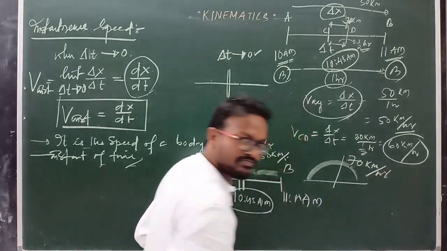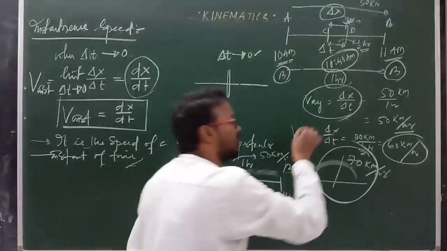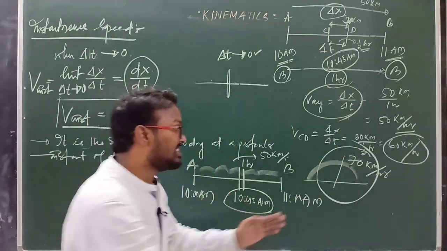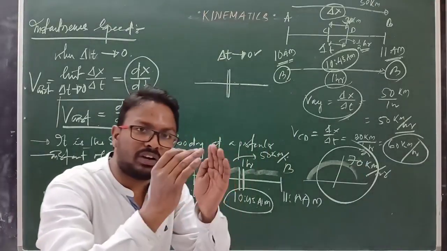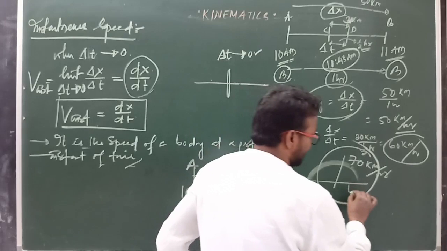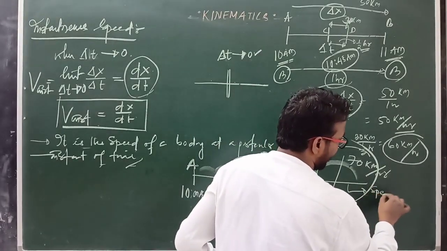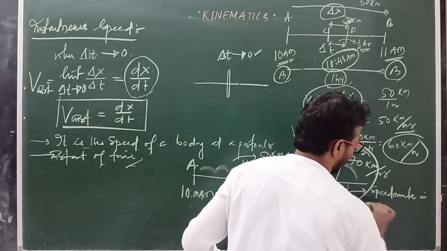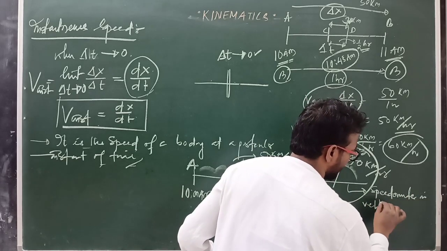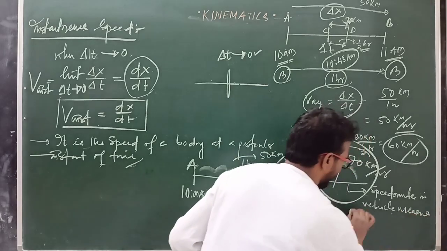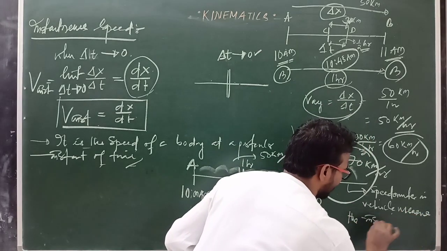Then that speed is known as instantaneous speed. Why? Because this is the speed at a particular instant of time. So the speedometer in a vehicle measures the instantaneous speed.